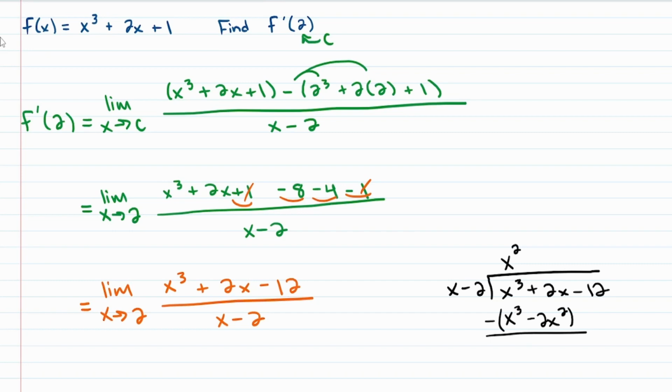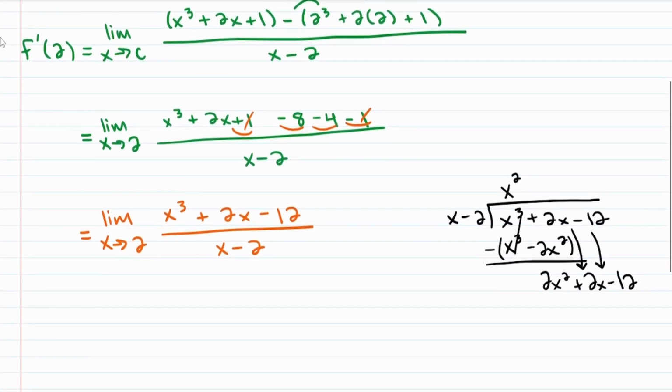So if we evaluate this, the x cubed minus x cubed cancel out. That negative gives us a positive 2x squared. And we would want to bring down our 2x and our minus 12. And repeat that whole process. So 2x squared divided by x would give us 2x.